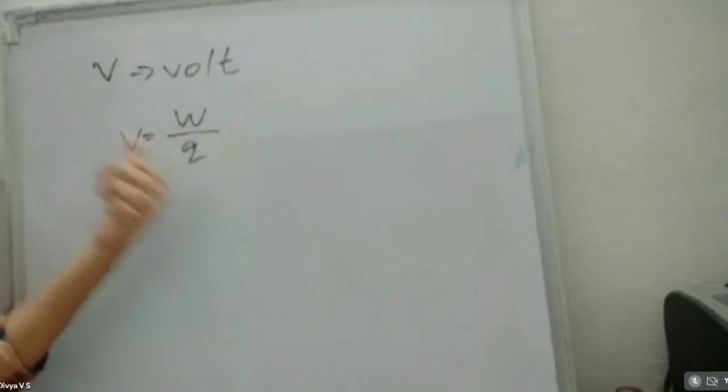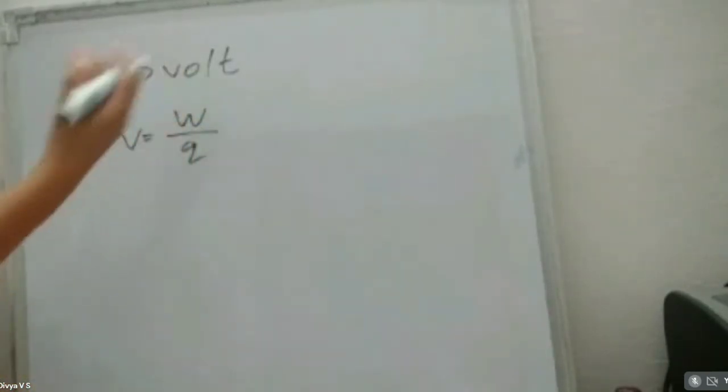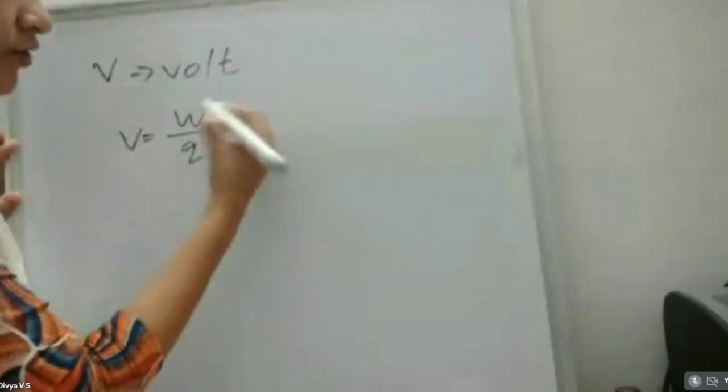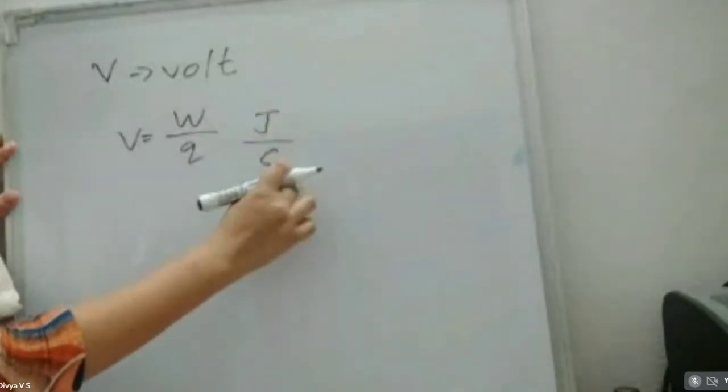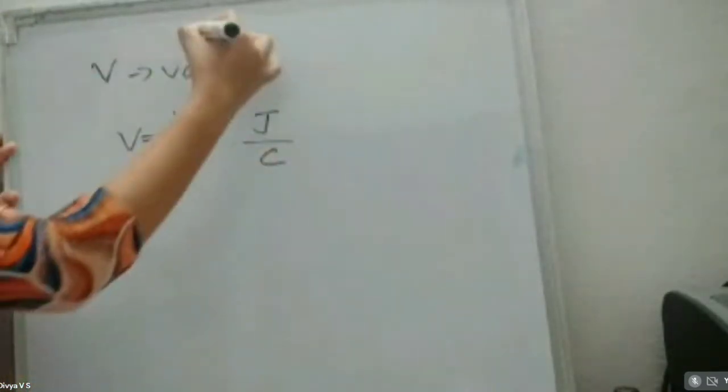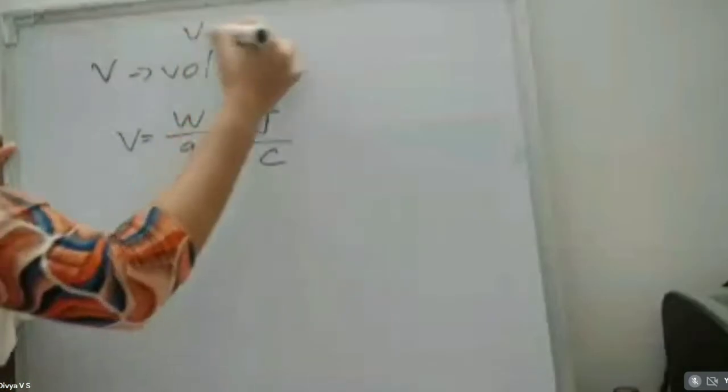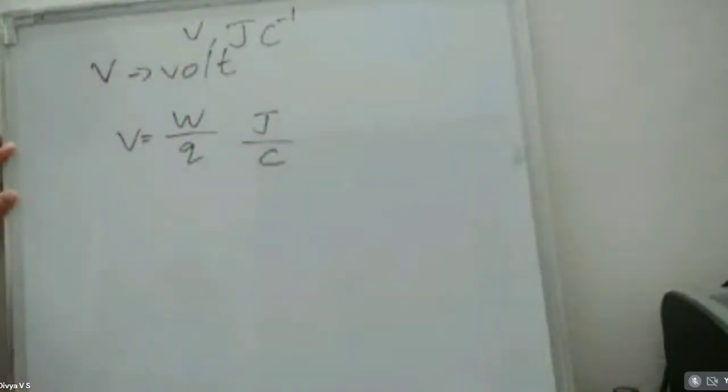to W by Q. So another unit for potential is work done, that is joule, and charge is coulomb. So another unit is joule per coulomb. So volt, V, is there. Otherwise, joule per coulomb is there.